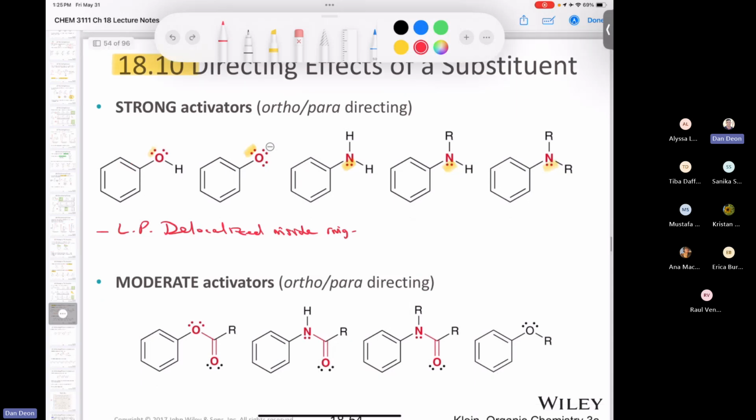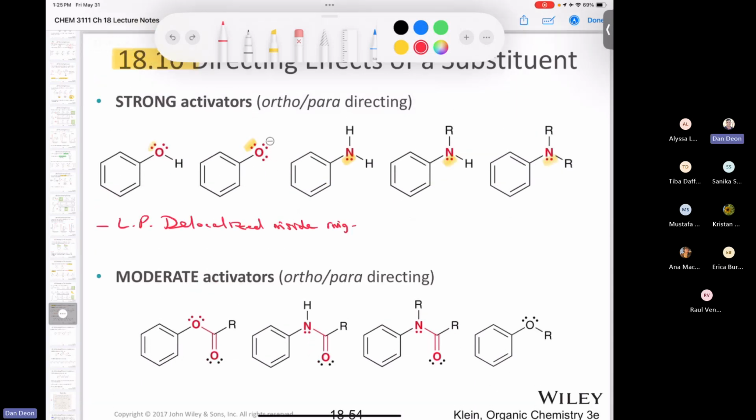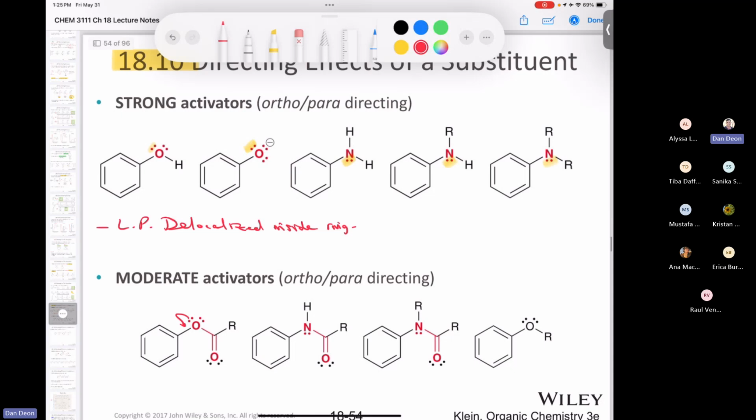Well, it turns out that when you have an atom next to the aromatic ring that has a lone pair on it, like an oxygen or a nitrogen, however, when there's a carbonyl right next to it, well, that is still activating, right? Because you could draw the lone pair as being delocalized inside of the ring. Yes, you could do that. However, you could also draw the lone pair as being delocalized outside of the ring. And so these are still going to be activators, but they're not as strong activators. So we see this ester and these amides here.